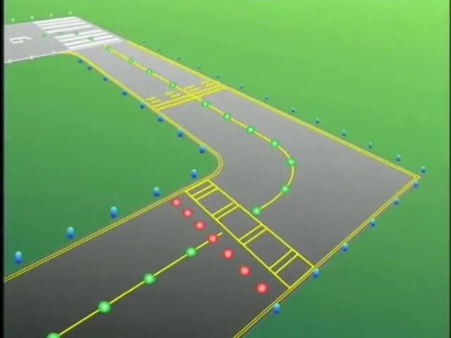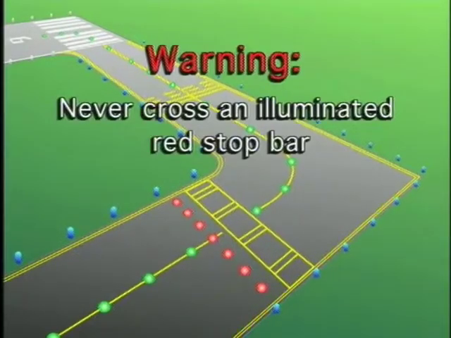Stop bar lights consist of a row of red in-pavement lights. They are designed to confirm an ATC clearance to enter or cross an active runway during periods of low visibility. Pilots should never cross an illuminated red stop bar.